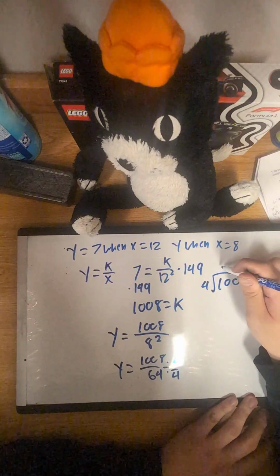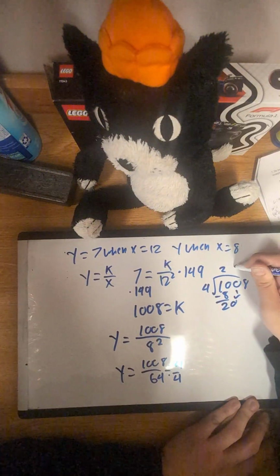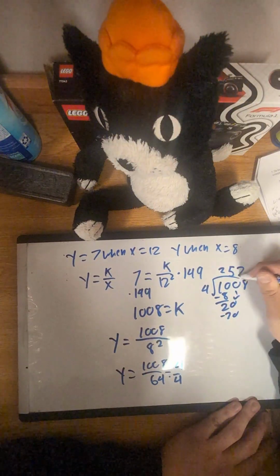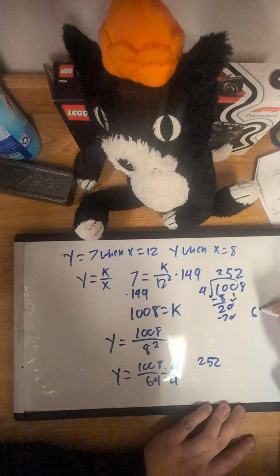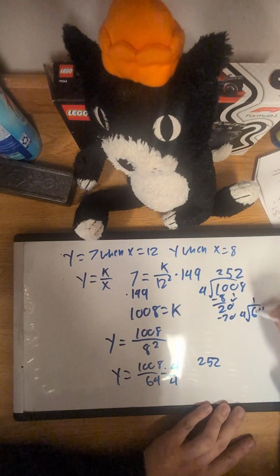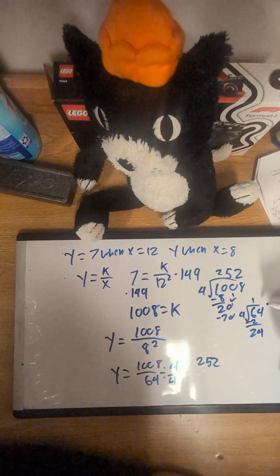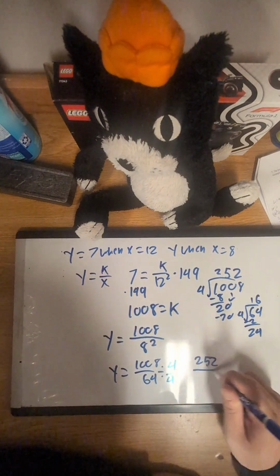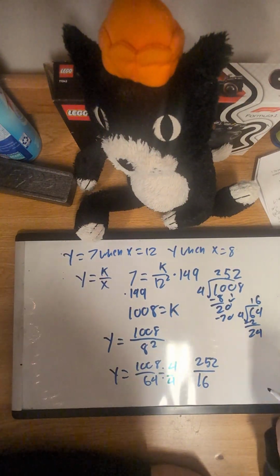If we can do this by 4, 2, 8, 2, 5, 2. Oh, and we sure can. Gotcha. So that gives us 252, and 64 divided by 4, it's going to be 16. So 252 over 16. We can continue to simplify this if we see fit, and I sure will.